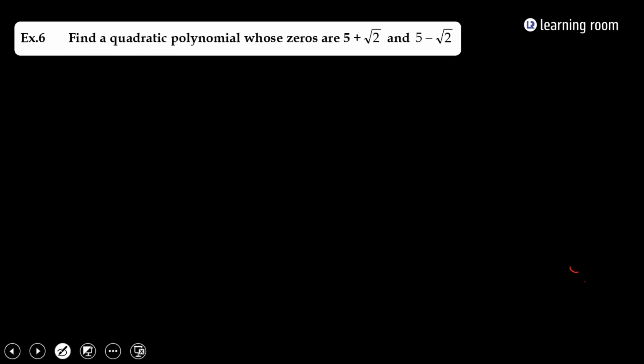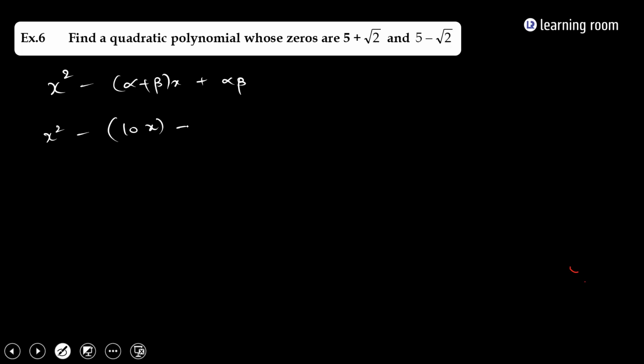Before that, you're able to see this question, right? Will you be able to write the quadratic polynomial? Yeah, tell me, how do you write it? Sir, x square minus the sum of zeros x plus product of zeros. So it's x square minus of alpha plus beta into x plus alpha beta, right? So x square minus of, what is alpha plus beta? 10x. 5 plus root 2 into 5 minus root 2. They are conjugates of each other.